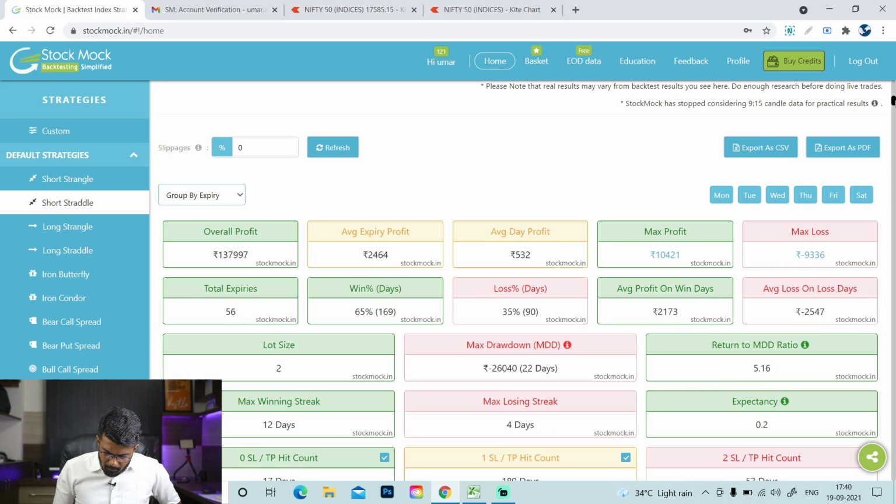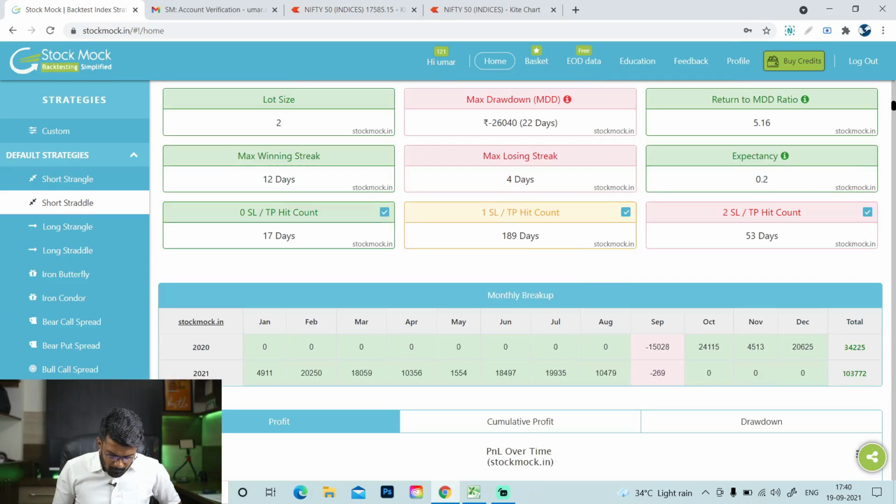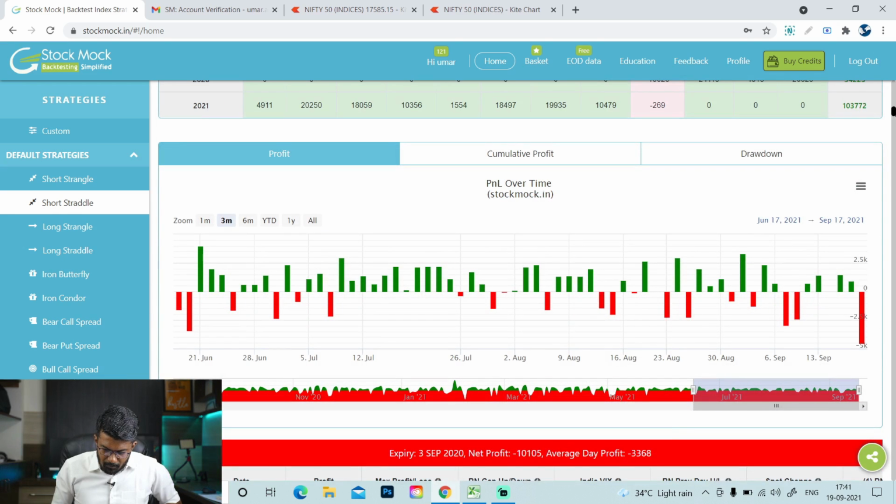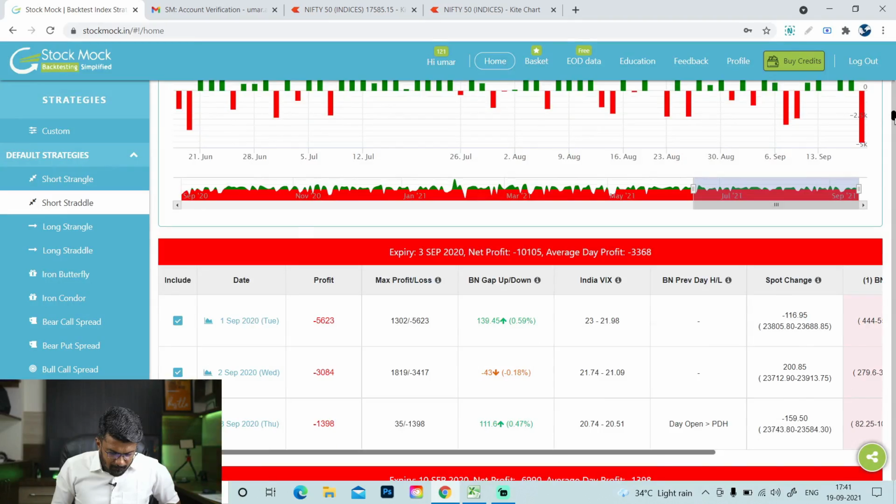So the maximum profit for 2020 is around 34,225. I am talking about one lot. And if you see 2021, maximum profit so far is around 1,37,772. So this is the amount of profit you will make in intraday strategies. And look, on Friday alone, this strategy has given a loss of around 4,542. Let us see what is happening here.